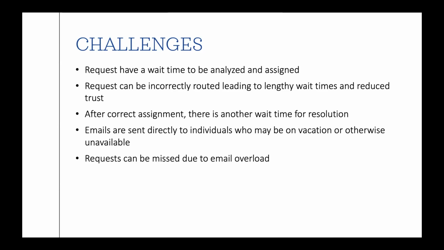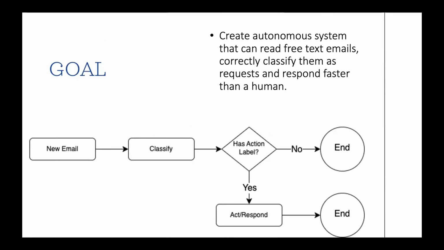So the goal here is to create an autonomous system that can read the emails, classify them as whatever type of request they are, and then actually respond to them. This flowchart basically describes that a new email comes in, and this email could be a request, it could be from another system.